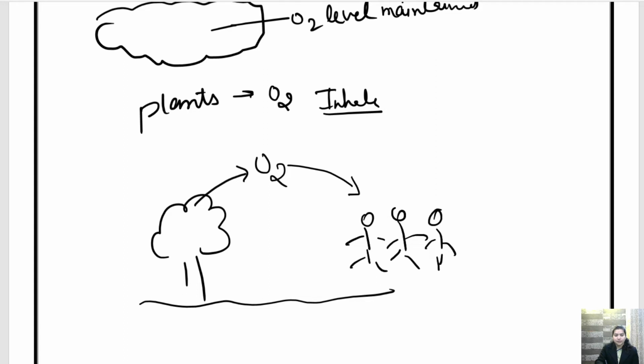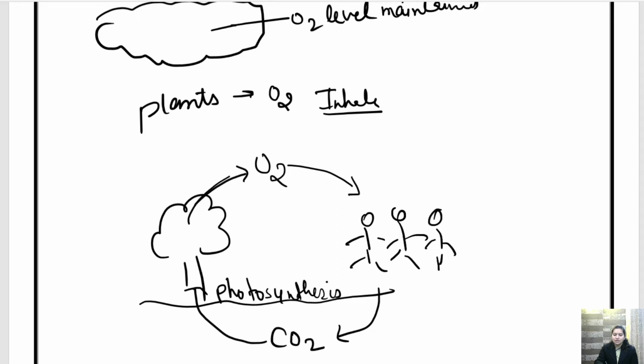Okay, clear? So they take the oxygen, then they give out carbon dioxide. Plants take carbon dioxide for photosynthesis and generate oxygen. Okay, so this is a complete cycle which is called the oxygen cycle. Why is it called the oxygen cycle?